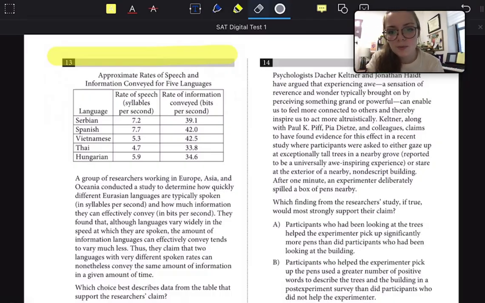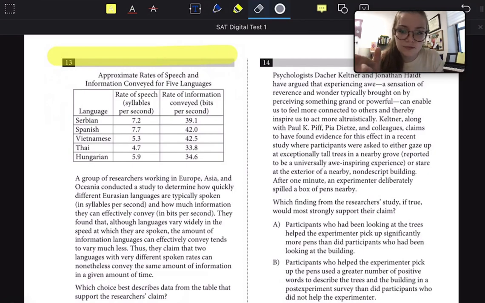Moving over to the third column, rate of information conveyed in bits per second. So now if we look at the second and third columns together, you can see how quickly people are speaking versus how much information is in those words. So if we compare something like, let's take the first two here, we have Serbian and Spanish. Serbian is spoken slower than Spanish, and it conveys less information than Spanish does, which makes sense. You would think that the faster you're speaking, the more information you can get out. Whether or not that's true, let's keep reading throughout the graph.